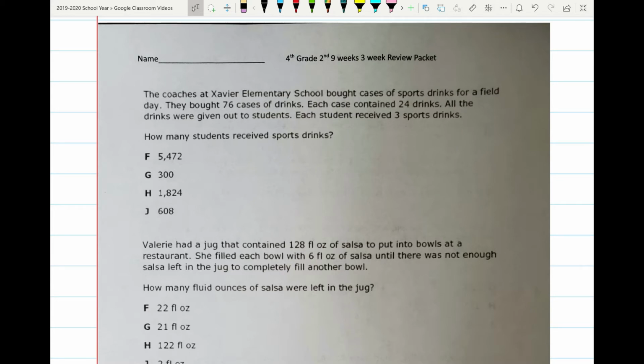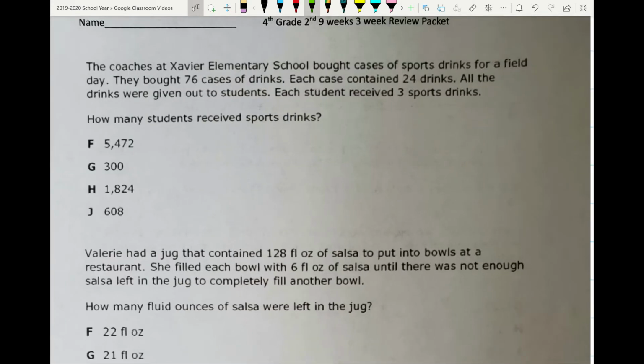Okay, so let's look at this. There are 76 cases of drinks. Each case has 24 drinks. Do I know the total of drinks? No, I do not. Each student receives 3 sports drinks. Do I know how many students there are? No, I do not. Number of students.